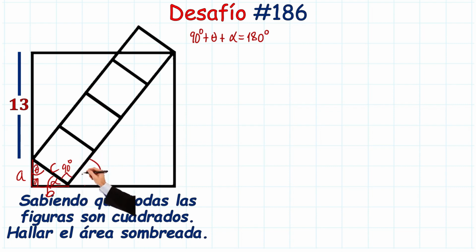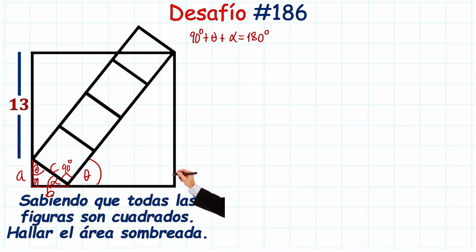And what are we missing here? We're missing the theta angle, because here we had already said that 90 degrees plus the alpha angle plus the theta angle equal 180 degrees. Here we have 90 degrees and alpha. The only thing missing is the angle theta. So this here is the angle theta.